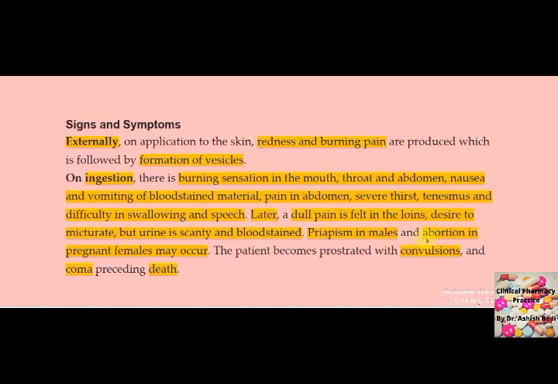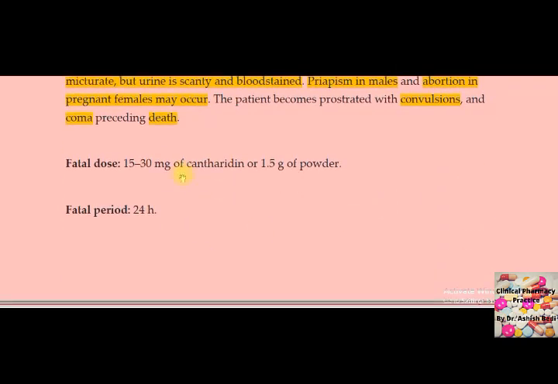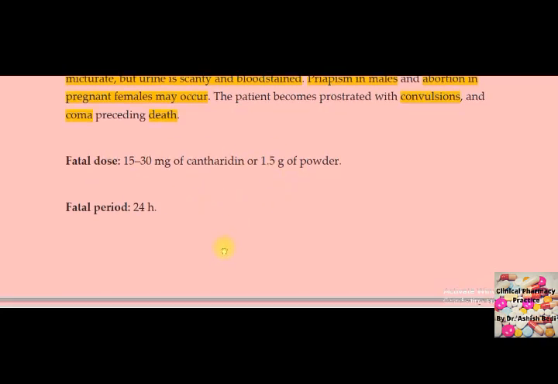Priapism in males. Abortion in pregnant females may occur, as well as the patient can suffer from convulsions, coma, and eventually, if the toxicity is very high and the patient is not treated or managed, it can lead towards death also. Okay, and what is the fatal dose? Fatal dose is 15 to 30 mg of cantharidin or 1.5 gram of powder. Okay. Fatal period is 24 hours. If the patient is not treated within 24 hours, he will die if the dose exceeds 1.5.